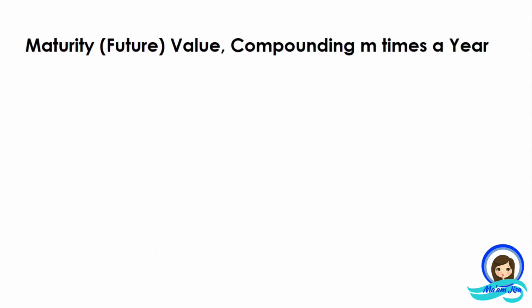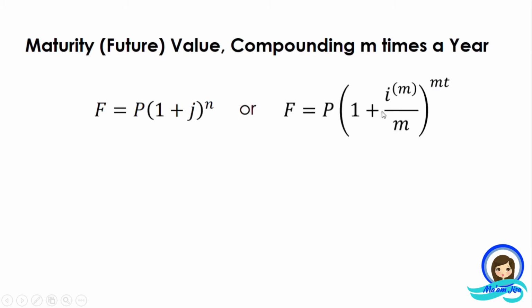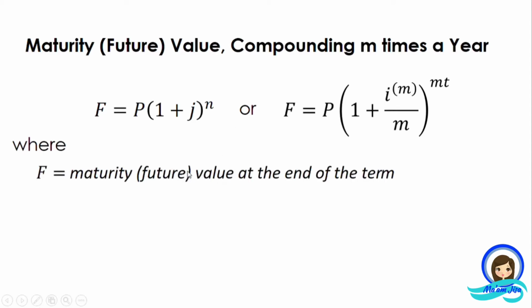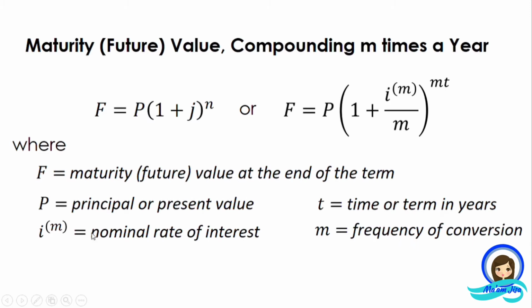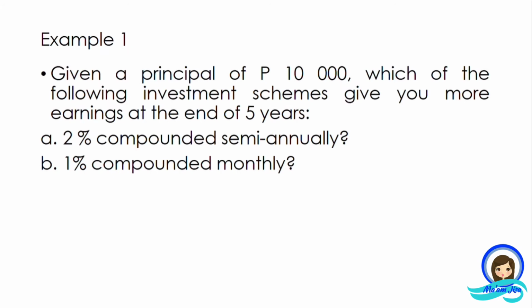Let us find the maturity value, or the future value, for compound interest, particularly compounding M times a year. If interest is compounded more than once a year, the formula is this: F equals P times (1 plus J) to the power of N, or F equals P times the quantity 1 plus IM over M raised to an exponent of MT, where F is the maturity value at the end of the term, P is the principal or the present value, IM is the nominal rate of interest, T is the time or term in years, and M is the frequency of conversion. To find J, you just have to divide IM over M, and to find N, you just multiply M and T.